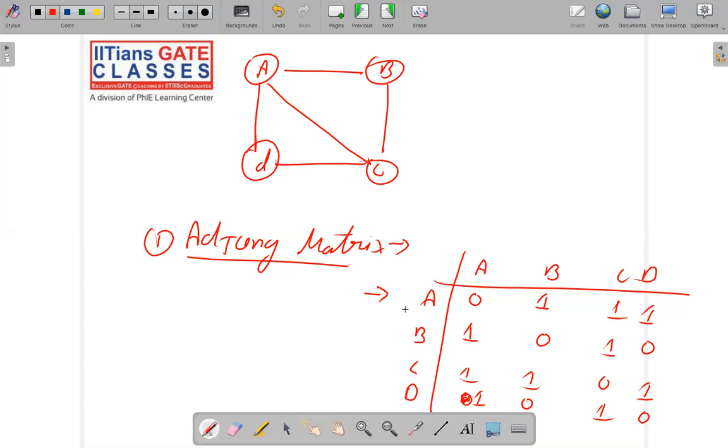If we want to identify whether there is an edge between A and C, we say, okay, A and C, we have an edge. Or there is an edge between C and A, C and A.